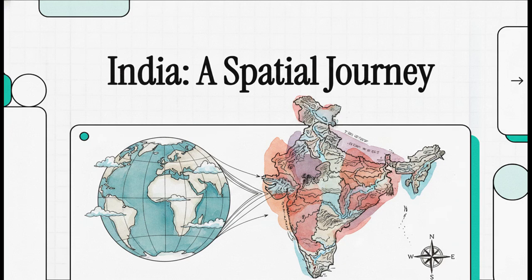Welcome to this explainer. Today, we're taking a massive spatial journey. We're going to start with a giant macro view of the globe and zoom all the way down into the incredibly complex physical and political geography of India. It's kind of like a giant puzzle, and we're going to see exactly how location, sheer scale, and centuries-old treaties shape the map we know today.